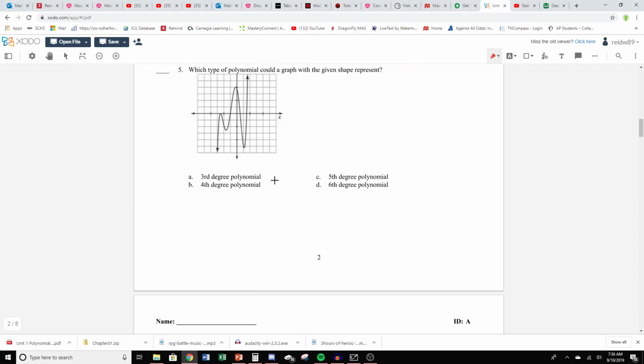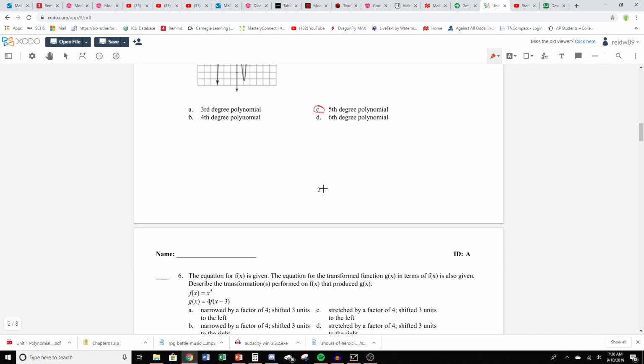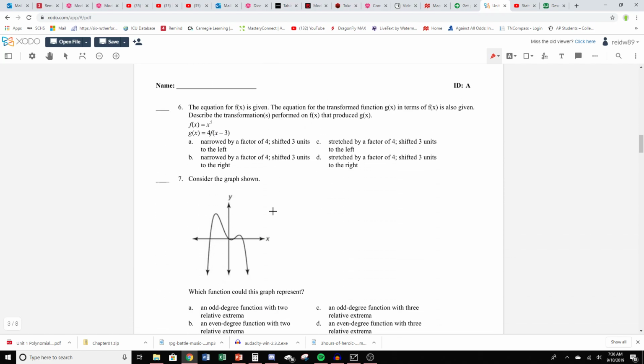Let's continue. Which type of polynomial could a graph with the given shape represent? So we see how many curves it has. How many points? 1, 2, 3, 4 maximum minimums. So that means that the degree is 1 more than that. So that would be a 5th degree polynomial that could represent it. Okay. All right, another translation question for number 6.